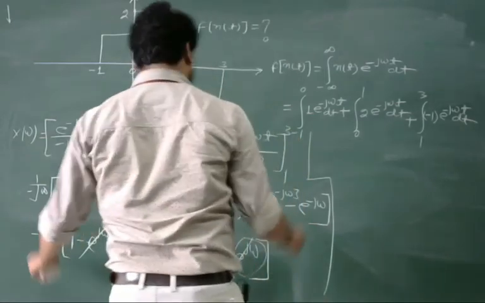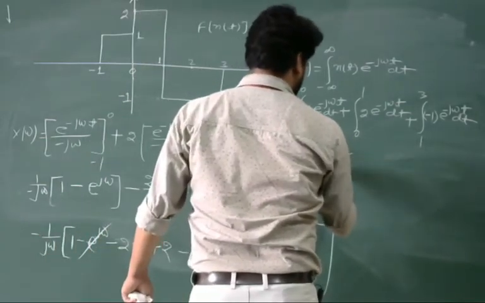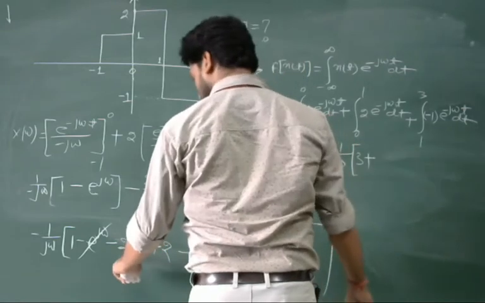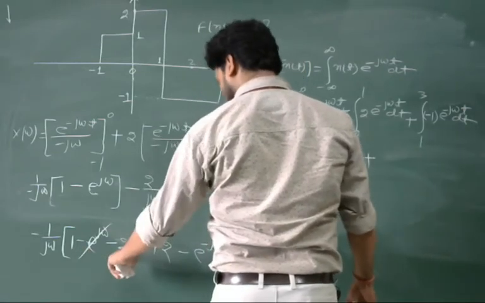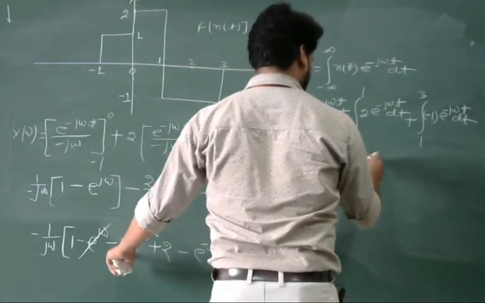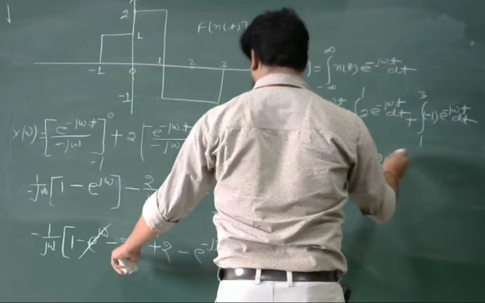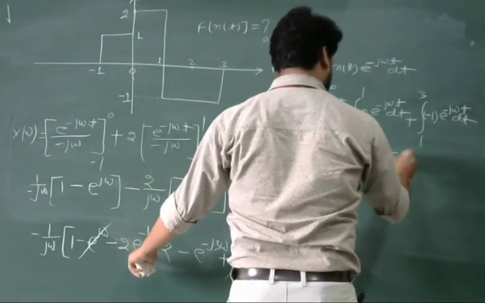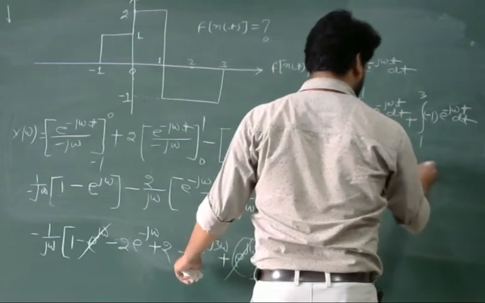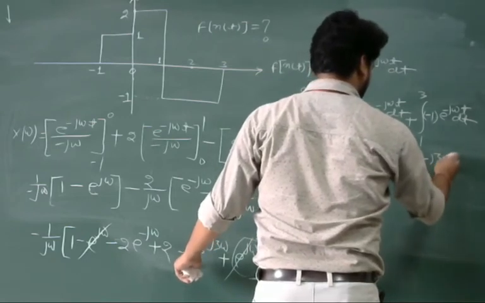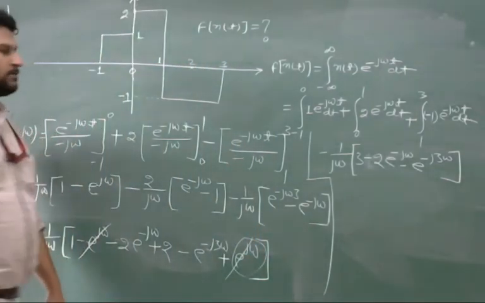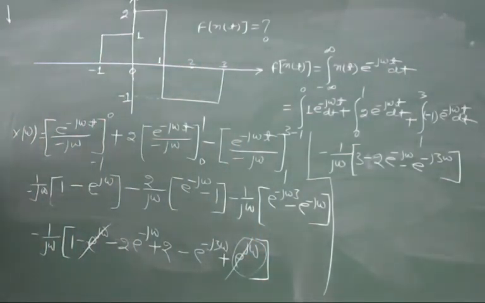So it will become minus 1 by j omega times 3 plus, this is 2 plus 1, 3, and this is minus 2 e power minus j omega minus e power minus j3 omega. This is how the Fourier transform of the given signal will look.